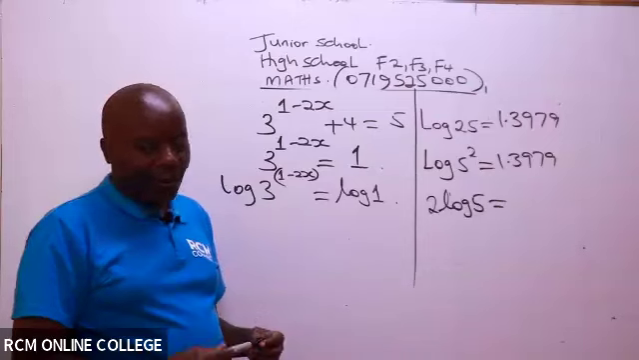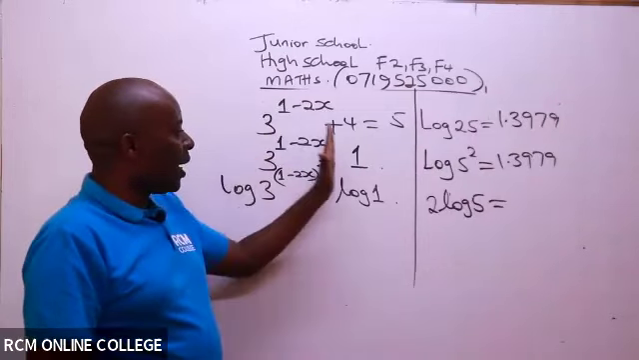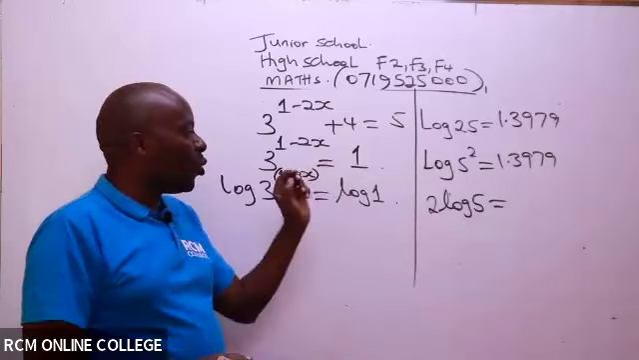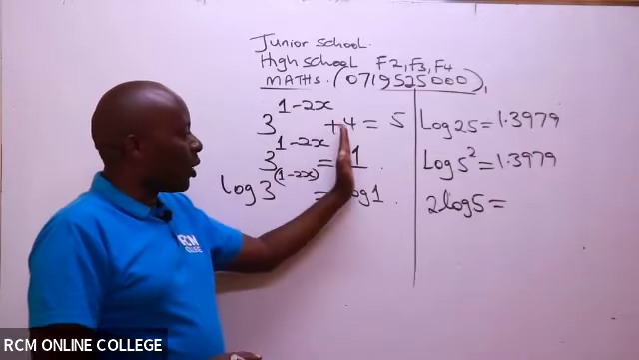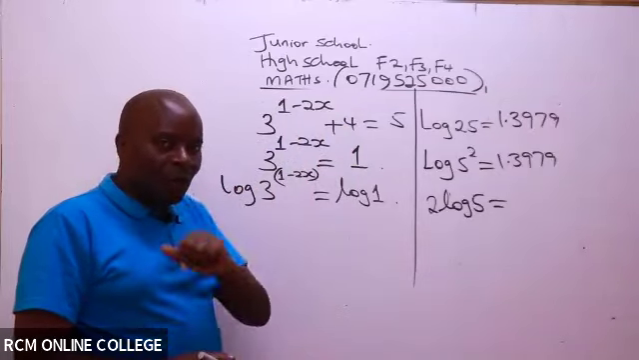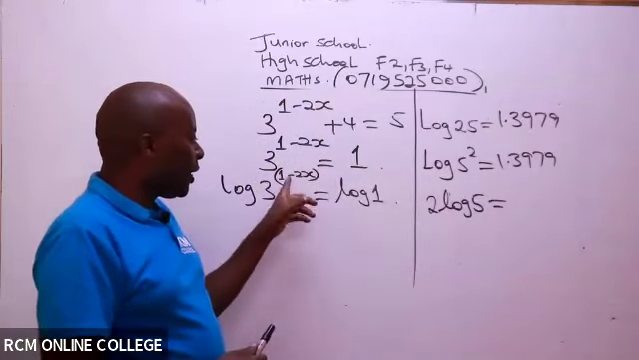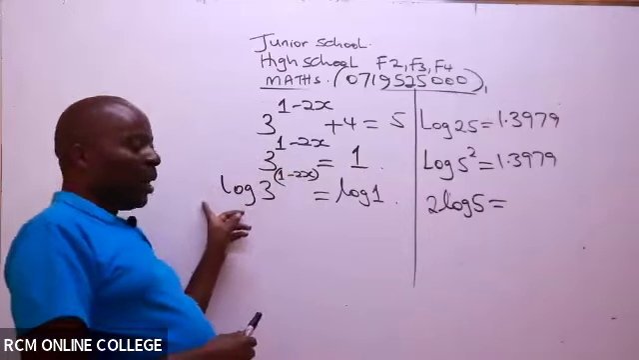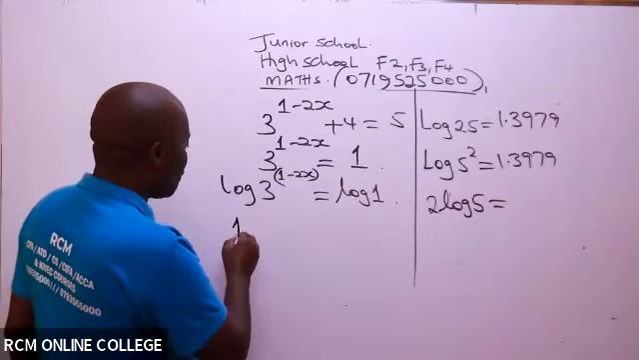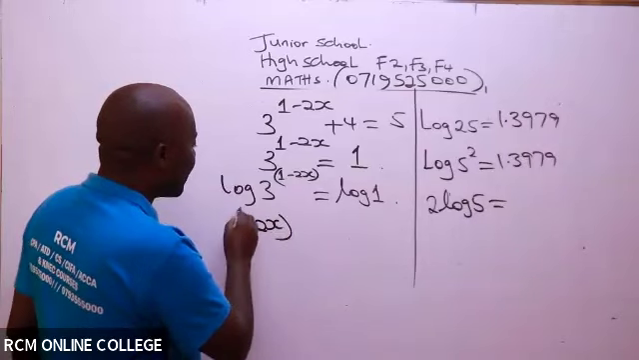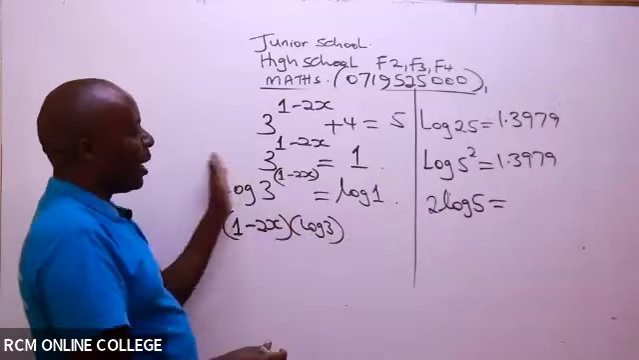I'll repeat that. I'm introducing logarithm here and logarithm here for equality to hold. When you introduce logarithm here, you shall introduce logarithm on the other side as well. Then you can see this power, we can drop the power down. So this will be 1 minus 2x into logarithm 3, because now I'm dropping the power down.